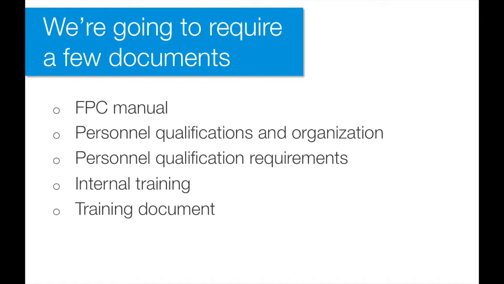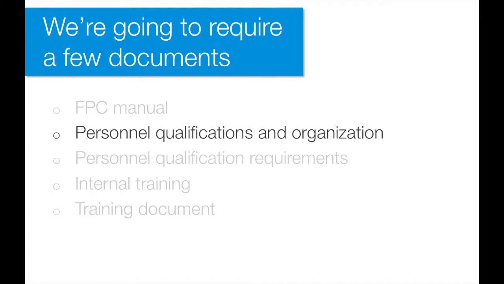But before we proceed, I want to say a few words about each file that you just downloaded. The Personnel Qualification and Organization file is used, among other things, to define responsibilities in your company and to record your employees' job-related qualifications. After the FPC manual, this is the most important file when it comes to controlling your personnel.